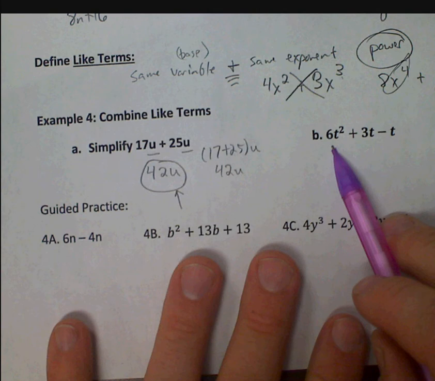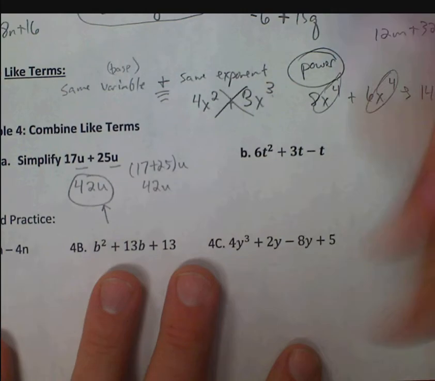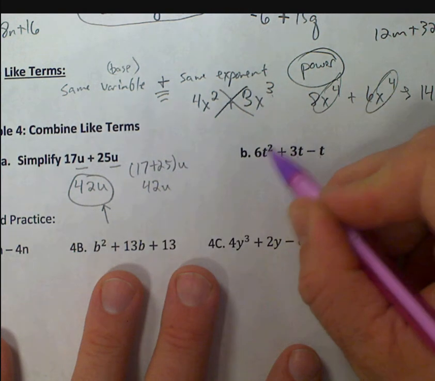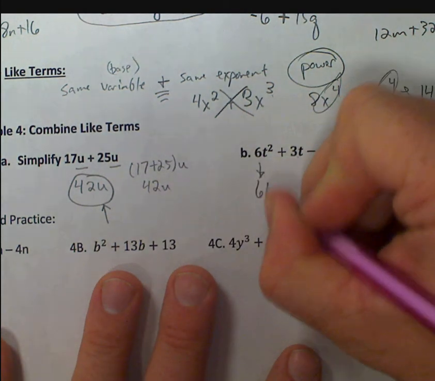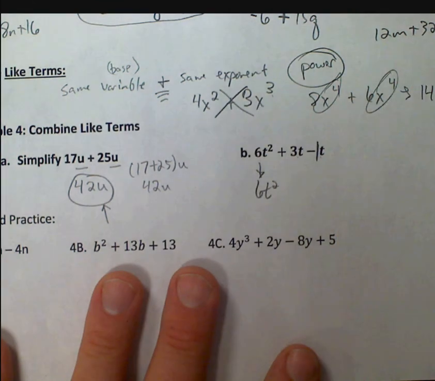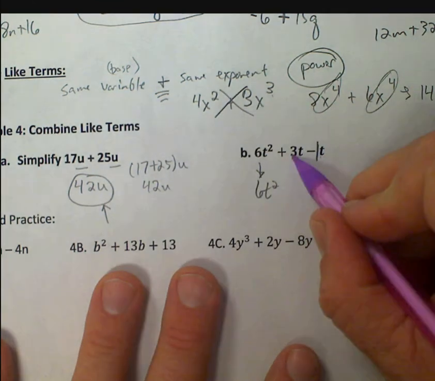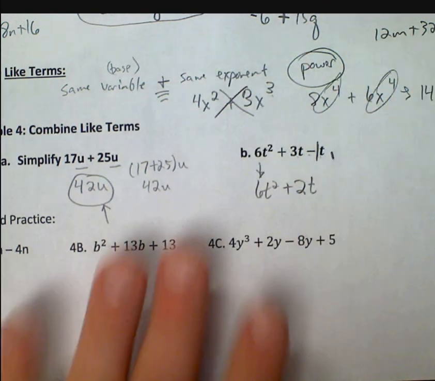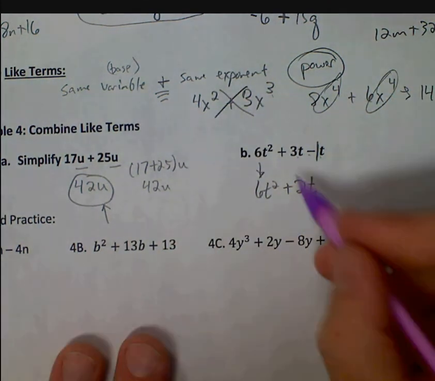Let's go ahead and look at letter B. T squared plus 3t minus t. T squared is by itself, so I bring that down because it does not have a like term. 3t minus 1t, those are like terms. 3 minus 1 is 2t. That is my final answer.